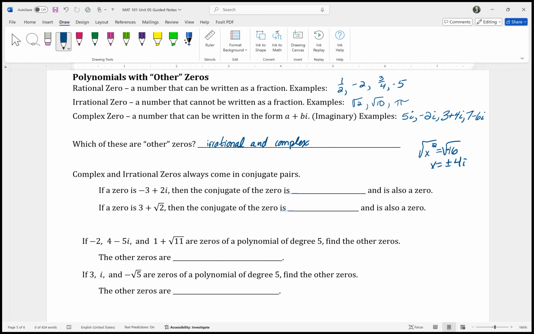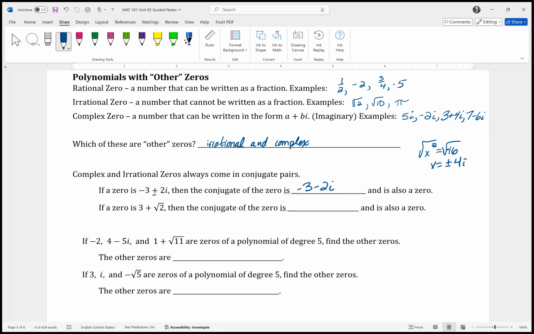When do they always come in pairs, though? That's for the complex and irrational zeros. So they come in what's called conjugate pairs. Conjugate pairs means you got the plus version and the minus version, or the positive and the negative version, okay? So here's a quick example. If a zero is -3 plus 2i, then the conjugate of the zero is, the sign that you're changing to find this is the sign right in front of the i. So our other version would be -3 minus 2i. So all you're doing is changing the sign in front of the i there. And that makes your pair.